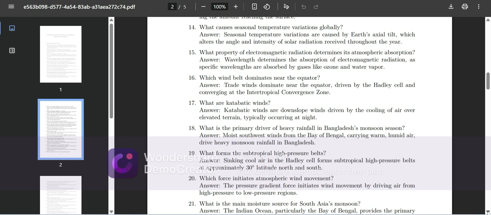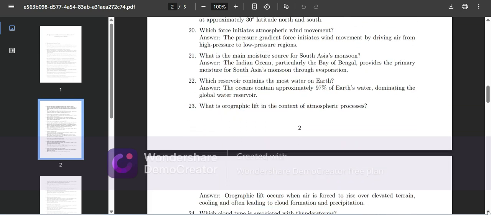Which force initiates atmospheric wind movement? The pressure gradient force initiates wind movement by driving air from high pressure to low pressure regions.